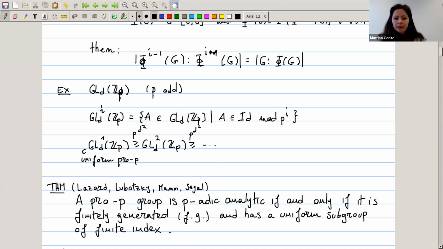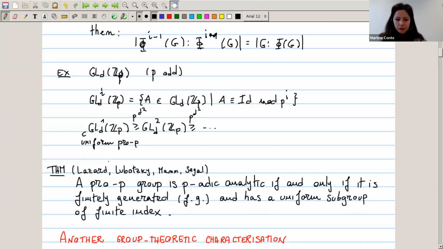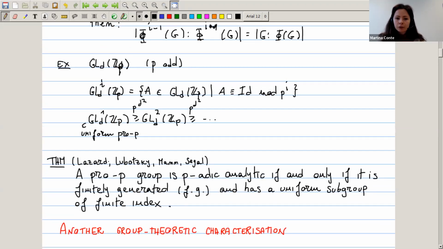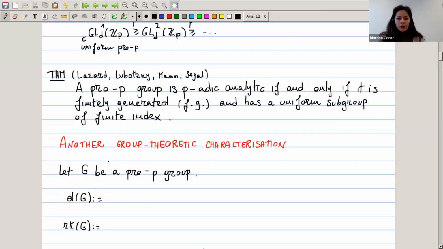But let me give also another group theoretic characterization of these groups that allows me to introduce the first invariant that I mentioned in the title, which is the rank of a Pro-P group. So given a Pro-P group G, I denote with d(G) the minimal number of generators of G.